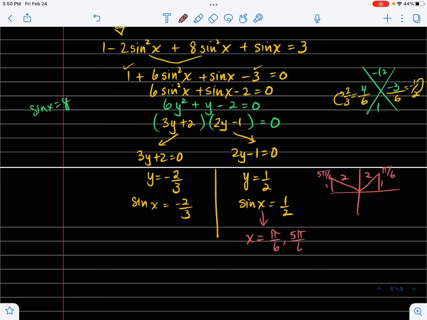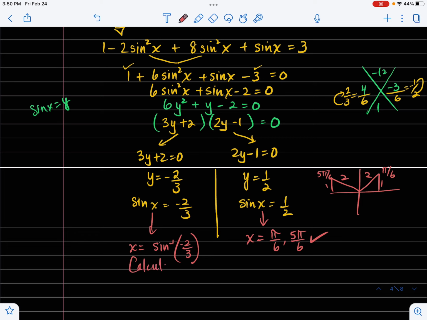5 pi over 6, those two. And if I keep adding 2 pi k to it, I'm going to get out of domain. This, on the other hand, is not a special right triangle. So to find x, it's a calculator type of question, we would have to plug in sine inverse of negative 2/3, and the calculator will give us a few answers.